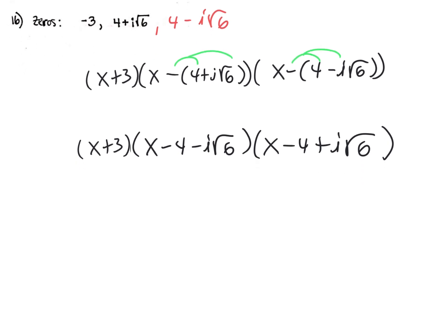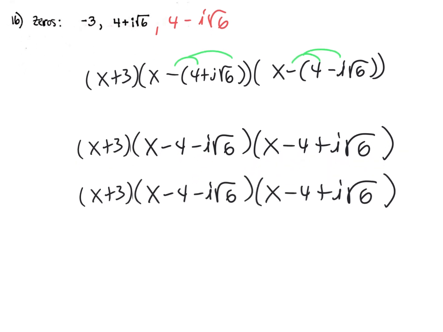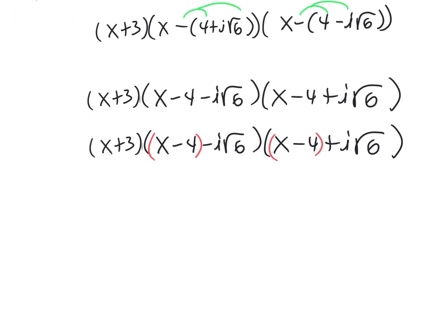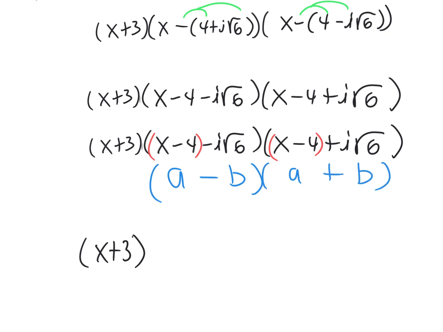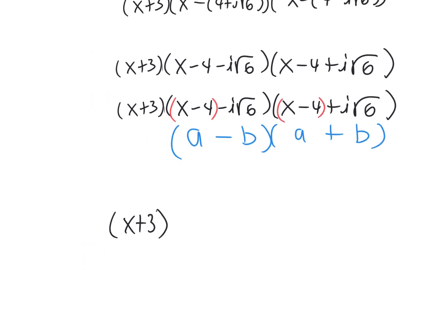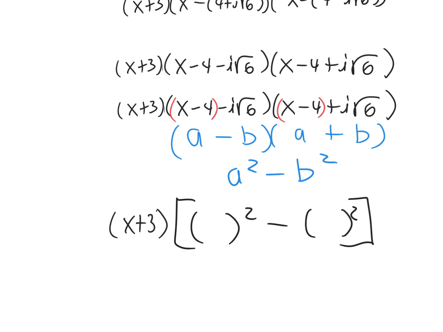At that point, putting parentheses around that one and acknowledging that that would result in an A minus B times an A plus B. And what do you do in that case? You would acknowledge that that's A squared minus B squared. So this is going to be something squared minus something squared. What is your so-called A? Well, it's the x minus 4 part. What's your B? It's the i radical 6 part.